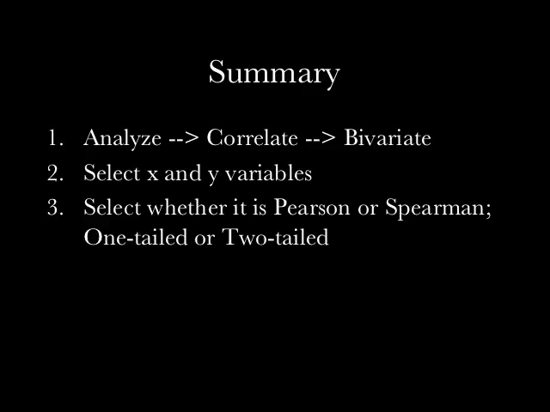In summary, when you are in SPSS and need to run a correlation, you click Analyze, then scroll down to Correlate and choose Bivariate. Then you select your x and y variables and determine whether it is appropriate to use Pearson or Spearman. Then, depending on your hypothesis, whether it will be a one-tailed or a two-tailed test.